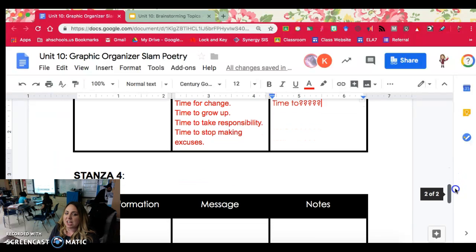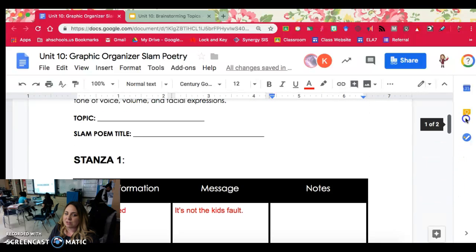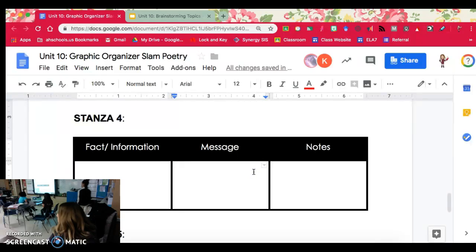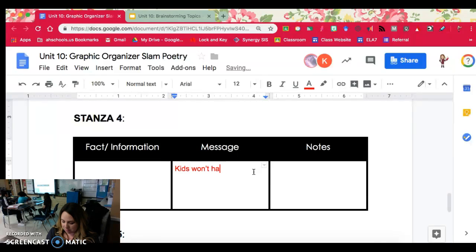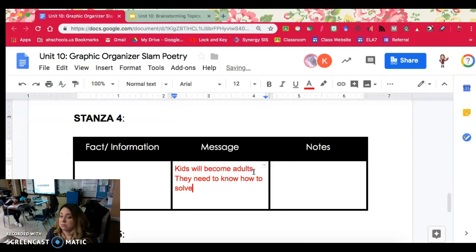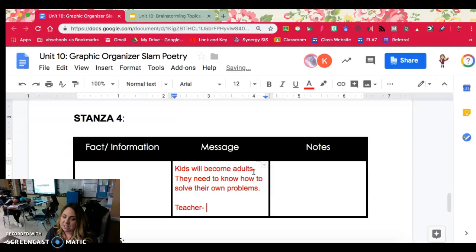After I talk about time for change, time to grow up, time to stop making excuses, I probably would end my poem after that. So what do I want my very last message to be? Something about how sometime, at some point in time, kids will be adults. And they need to know how to solve their own problems. And as a teacher, I feel like that's my job. My job is to help you sometimes solve your own problems. My job is not to solve your problems for you.